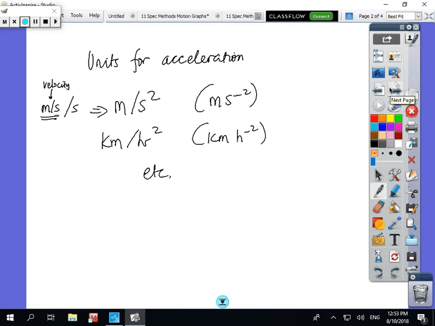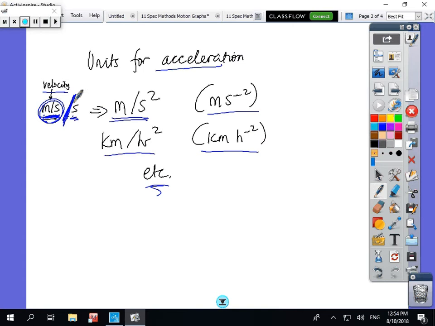Just so you understand the units. Because acceleration is how velocity is changing, velocity is meters per second, and how it changes is relative to time. So it's meters per second squared, which can be written as m s^-2, or kilometers per hour squared, which is km h^-2, etc. The reason it's squared is because it's meters per second per second.